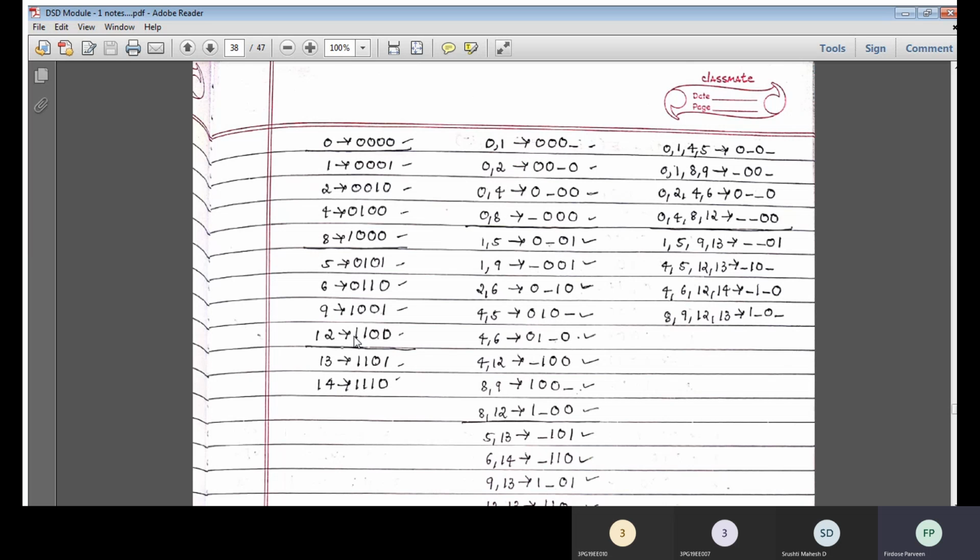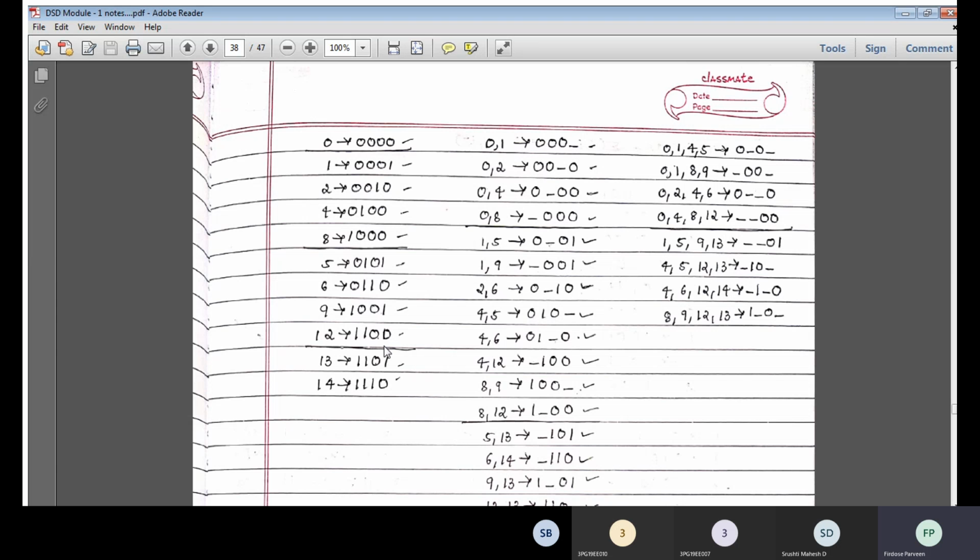In the same way, I'll see if 6 and 13 can be compared. No, because it is varying in more than one position. I cannot compare 6 and 13. In the same way, I'll see for 6 and 14. Can it be compared? Yes, only the first position is varying, that is dash, 1, 1, 0. So I'll be writing 6, 14.